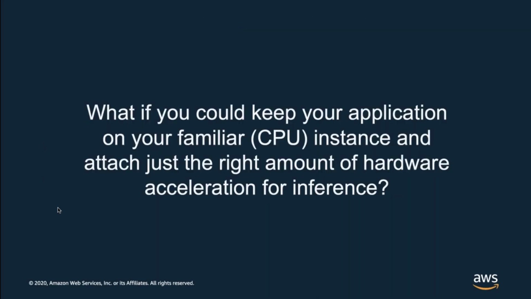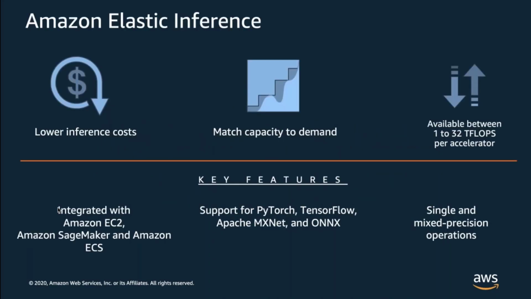What if you could keep your application on your familiar CPU instance and attach just the right amount of hardware acceleration for inference? That's where Amazon Elastic Inference comes in. Amazon Elastic Inference, or EI, helps to lower the cost of running deep learning applications by giving you the amount of GPU acceleration that's right-sized for your inference application. EI helps you size the CPU, memory, and GPU acceleration requirements of your application independently.